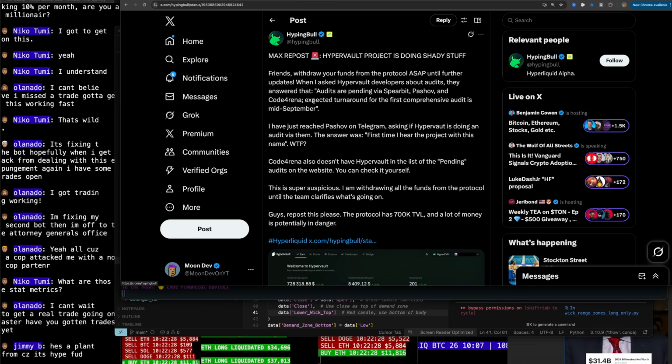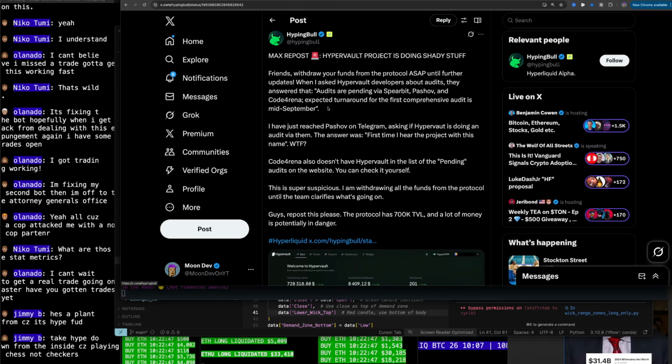Hypervault project is doing shady stuff. Friends, withdraw your funds from the protocol ASAP until further updates. When I asked Hypervault's developers about audits, they answered audits are pending via Spearbit, Pashoff, and Code Arena. Code Arena. Take hype down from the inside.